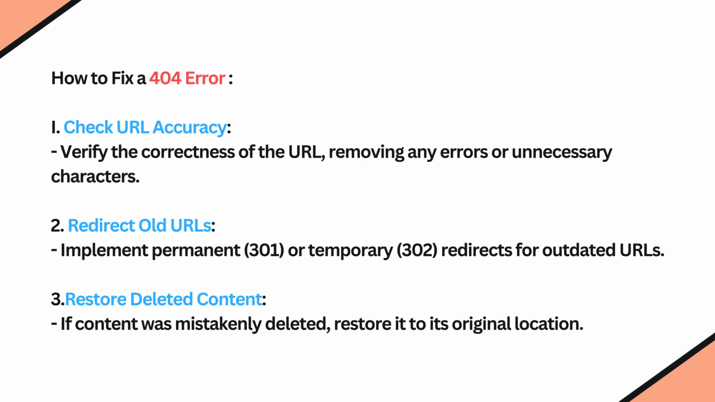How to fix a 404 error. 1. Check URL accuracy. Verify the correctness of the URL, removing any errors or unnecessary characters. 2. Redirect old URLs. Implement permanent 301 or temporary 302 redirects for outdated URLs. 3. Restore deleted content. If content was mistakenly deleted, restore it to its original location.